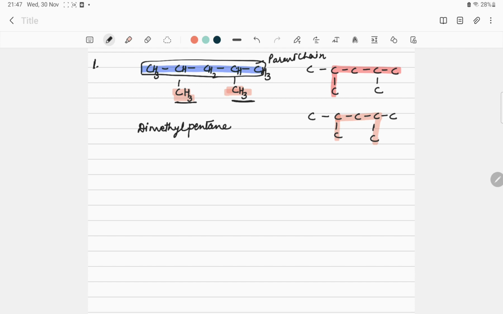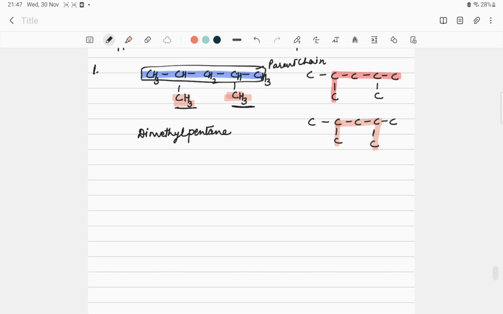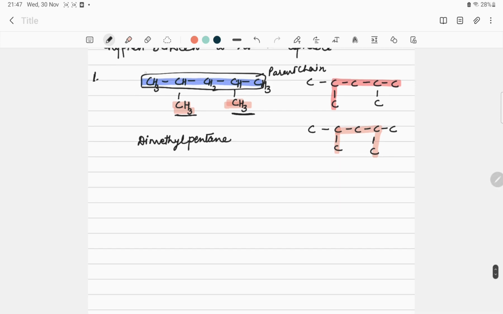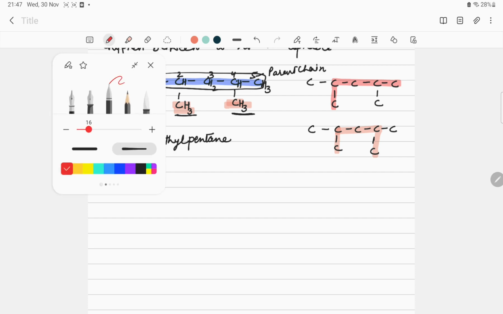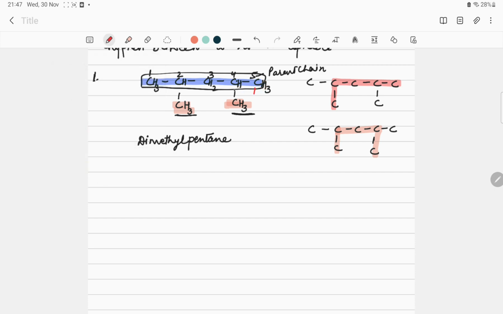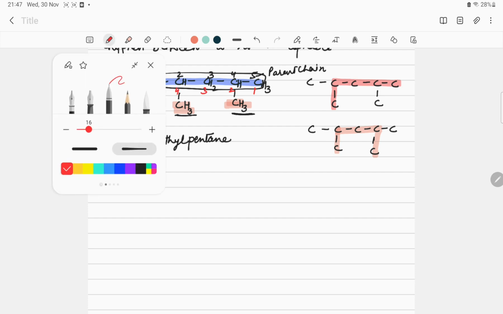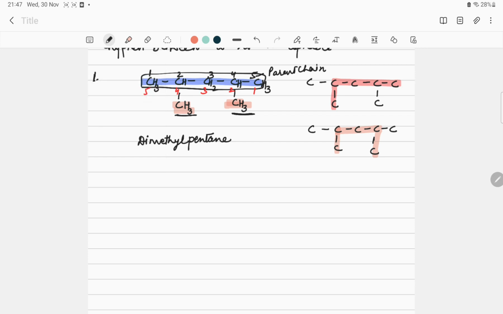Now we have to give positions to the substituents as well. Where should we number from? The carbon atoms can be numbered 1 2 3 4 5. This is one way of numbering. The other way of numbering can be like this: 1 2 3 4 5. If there are two possibilities to number the carbon chain to give positions to the substituents, we always follow the lowest set of locants rule.